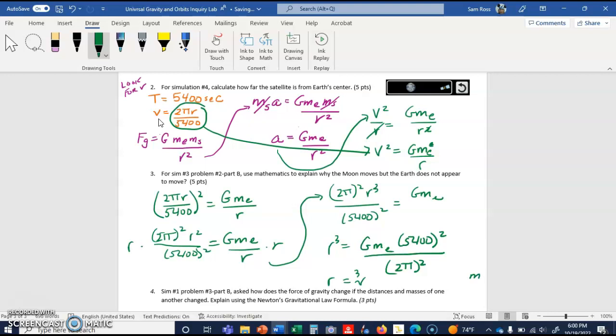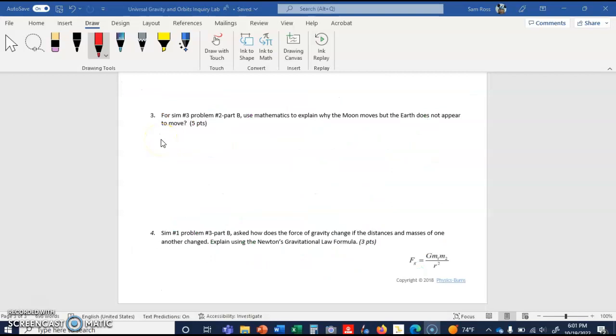All right, I'm going to pause this and erase it and go on to number 3. This might have to be two parts. I'm getting close to the end of what I can do.